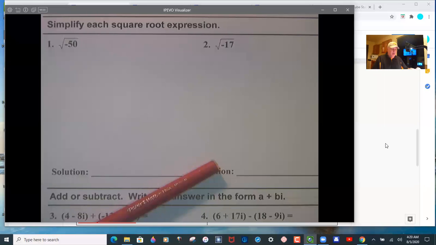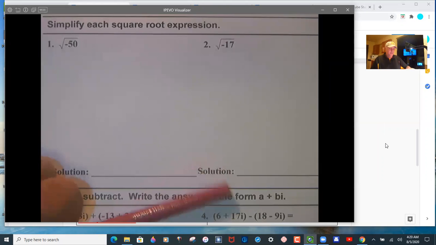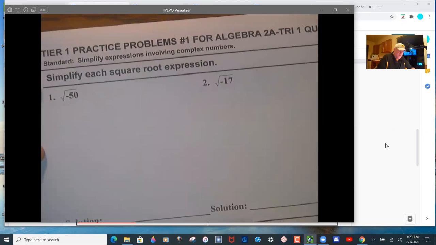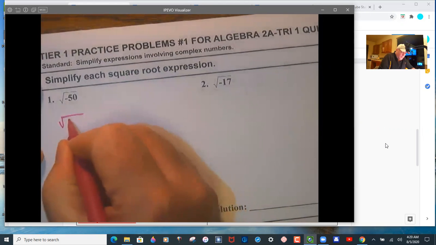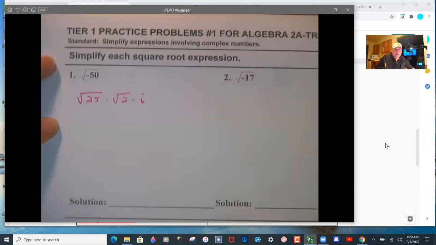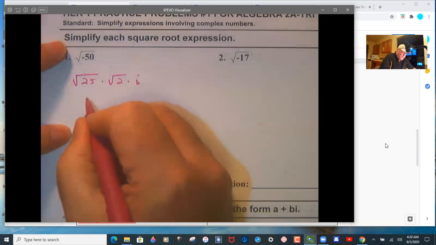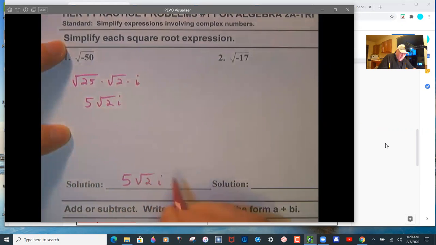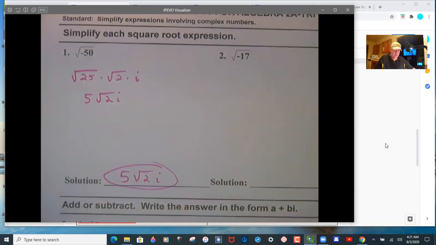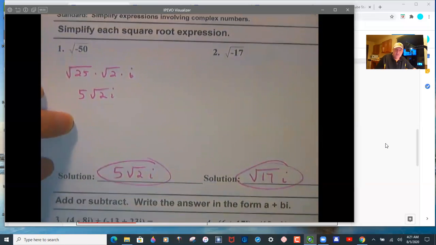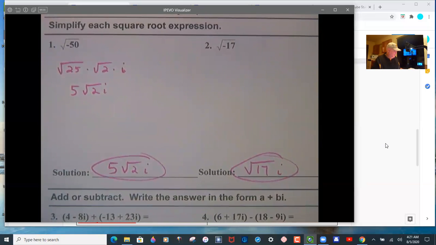This is the first practice quiz for quiz 4 in the first try. So in the first two problems, you are simplifying these square roots. You probably should show the simplification step. So 25 is the largest perfect square that will go into that. So 5 times the square root of 2i. And then this one does not reduce, meaning that there is no largest perfect square that will go into 17.